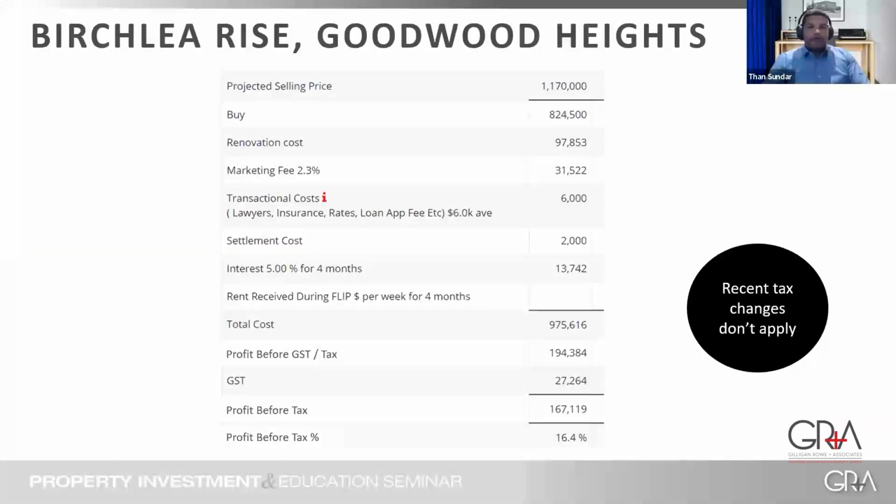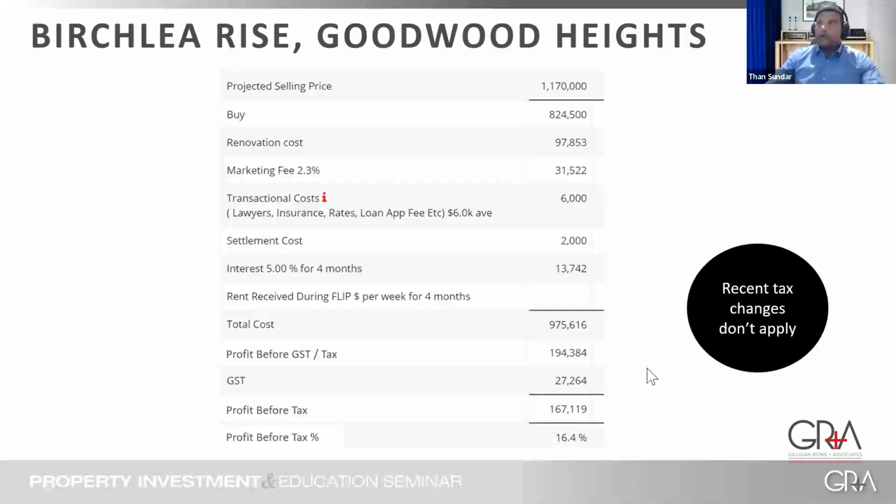We bought this property for just over 824,500. The renovation cost to transform that house was just under 100,000. The marketing fees that you see in the presentation refer to the agent fees. The lawyers, settlement costs, and interest are all included, along with the purchase price. It was 975,616. We put it on the open market, sold it at auction for 1.170 million, and that gave us a profit of 190,000 before tax and GST.